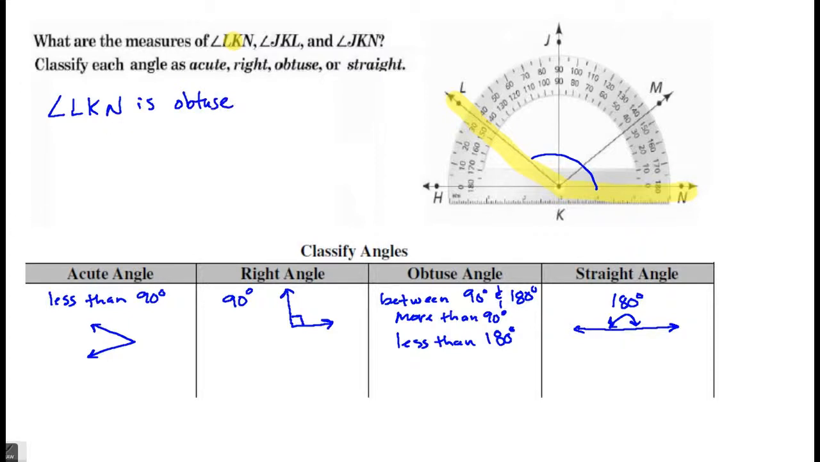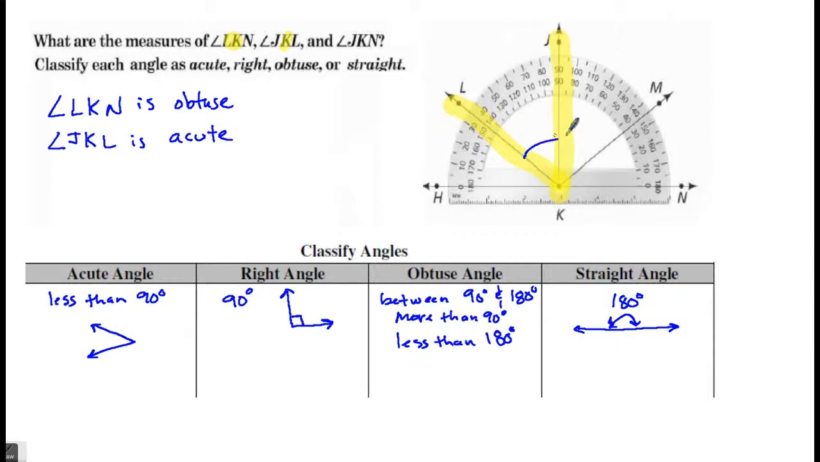So the next one is going to be JKL. So let's look for JKL. So J, where's J here? JK and L. Here's L. All right, so again, if we classify this angle, they're talking about this one right here. This angle, we know that is going to fall under the acute angle, so we're just going to go and say angle JKL is acute. Okay, that's going to be less than 90, so it's a small angle.